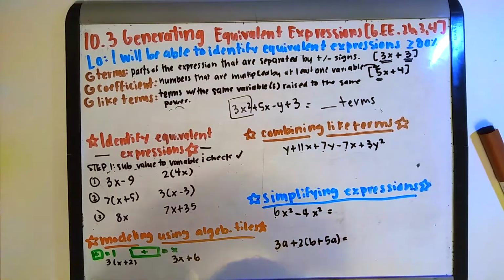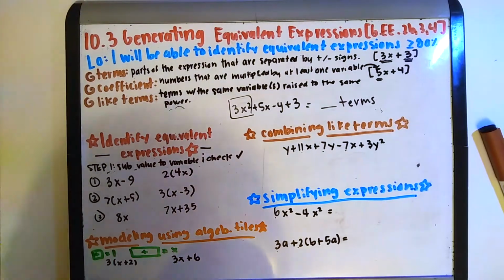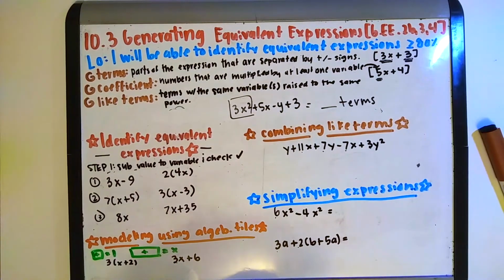Okay, now we're going to get to combining like terms. So in this one, we remember like terms have to have the same variable and they have to be raised to the same power.